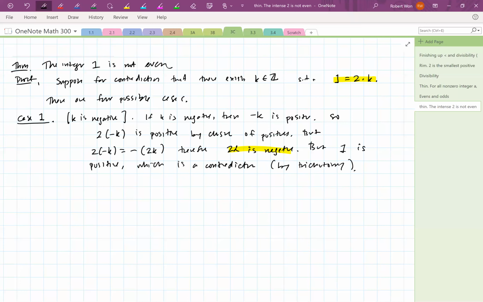Okay, maybe actually we've never discussed why 2 is positive, but 2 just means 1 plus 1. That's what we mean by the number 2. And 1 is positive, we proved that. And then by closure, 1 plus 1 is positive.